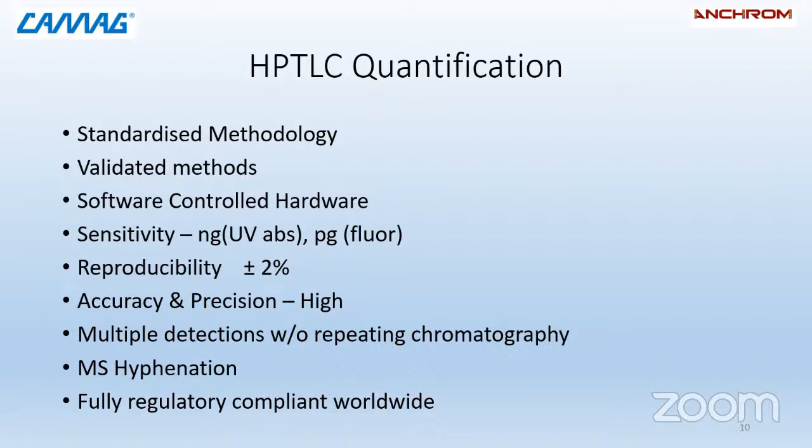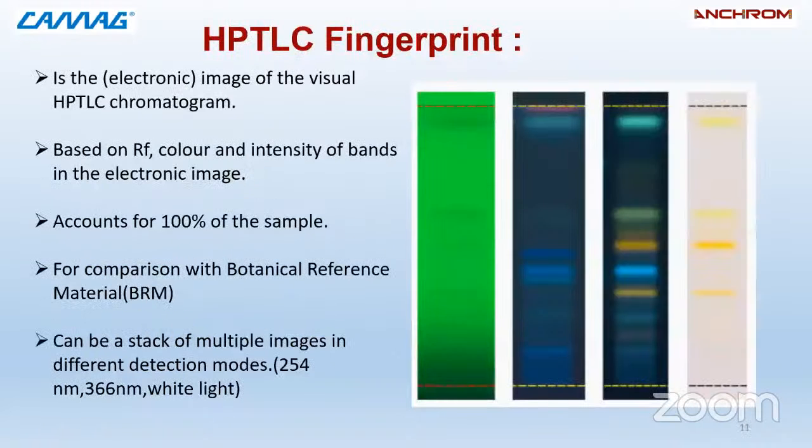Scanning reproducibility is plus minus 2%. Accuracy and precision is high, and we can go for multiple detections without repeating chromatography. We will elaborate this point in one of the coming slides. As I have mentioned, nowadays MS hyphenation is also possible, and the system is fully regulatory compliant worldwide.